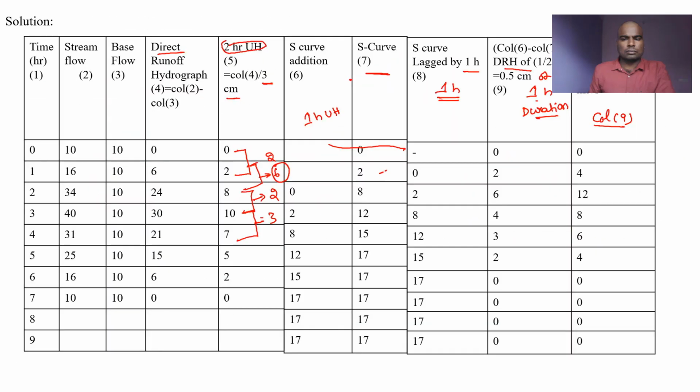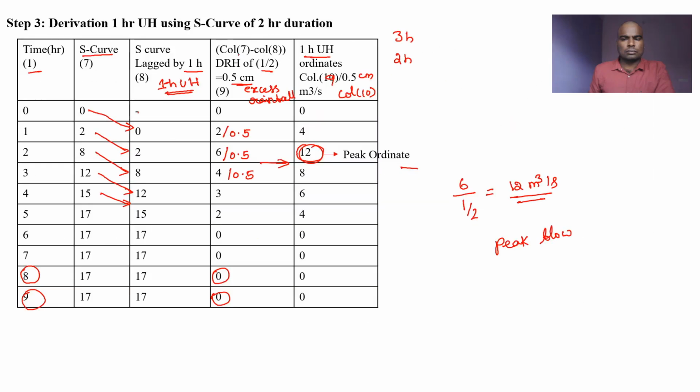You will look at the differences of the ordinates and pick the maximum difference and divide it. Suppose here it is 6, and they have asked T by D directly. So 6 by T by D you will get. Suppose here they have asked you to calculate for 1 hour, then it will be 6 by 1 by 2. Suppose the maximum difference is 4, then what will be 4 by 2? The answer will be 3 meter cube per second. This will be the peak flow ordinate.